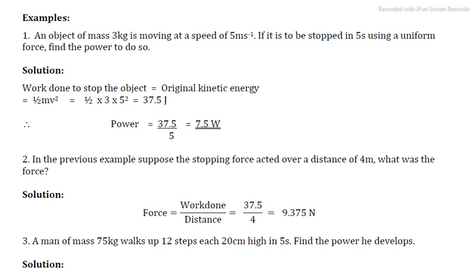In example 3, we are told that a man of mass 75 kilograms walks up 12 steps, each 20 centimeters high, in 5 seconds. We are supposed to find the work he developed and the power he develops.